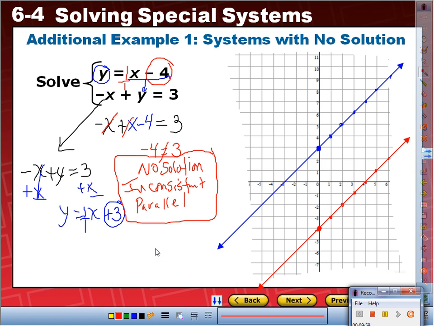Yeah, some of them were like that, but with the inequalities. Yeah. No, but some do overlap, right?